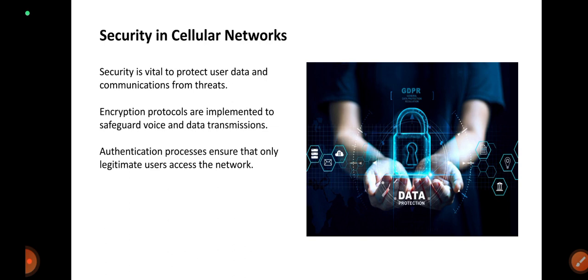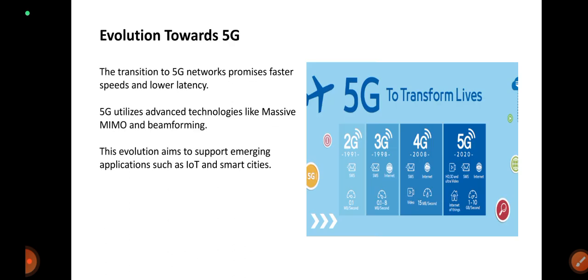Security in a cellular network. Security is vital to protect user data and communications from threats. Encryption protocols are implemented to safeguard the voice and data transmissions. Authentication processes ensure that only legitimate users can access the network.